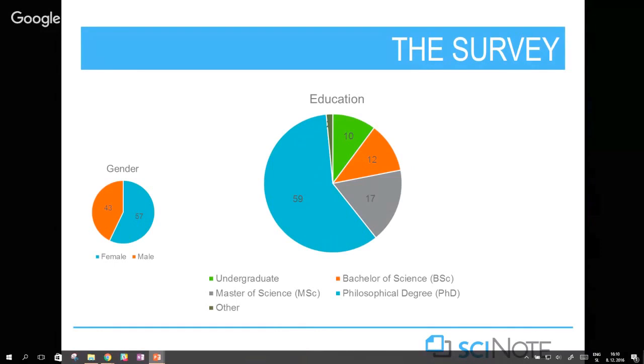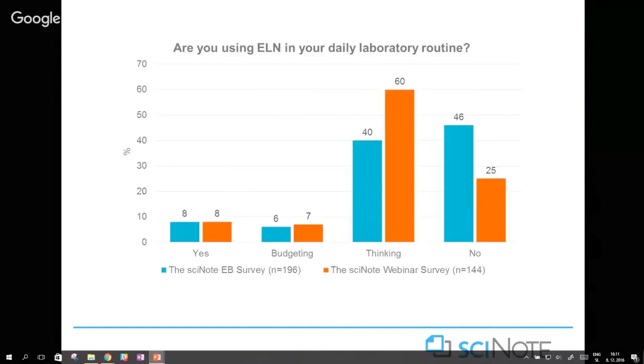Because of this perception, we wanted to understand what the scientific community is doing about this. So how do they see electronic lab notebooks? Do they see them as a solution? Do they adopt them already? So we did a study where we asked a simple question.